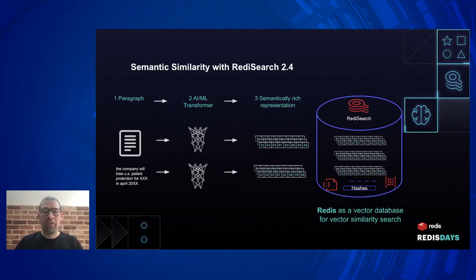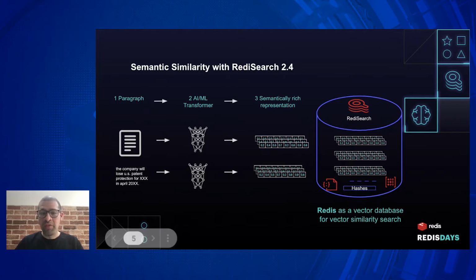One key application of vector similarity when applied to natural language data is semantic similarity. Think of it as the ability to compare the meaning of two sentences or paragraphs. But before you can build any semantic similarity app, you need two components. First, you need an AI machine learning model that turns these paragraphs or sentences into a vector representation, an embedding. You also need a database to store, index, and query these embeddings.